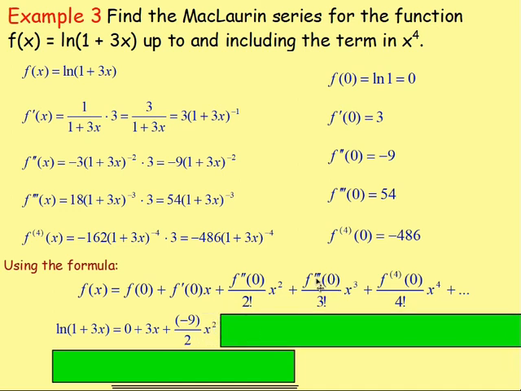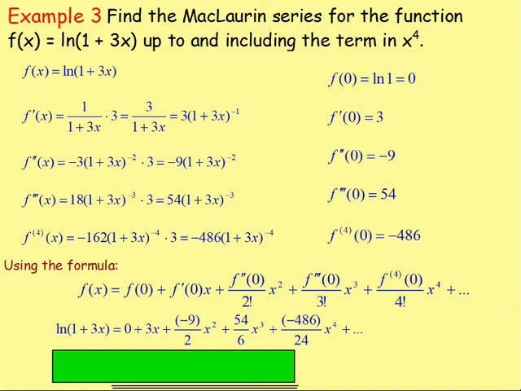The third derivative, when x was 0, you'd add 54, so it's 54 over 3 factorial times by the x cubed, so it's 54 over 6 x cubed. And then you've got negative 486 over the 4 factorial multiplied by x to the power of 4, which gives you negative 486 over 24, x to the power of 4, plus dot dot dot. Again, it's your infinite series, so make sure you include that to show that it's going to keep on going.